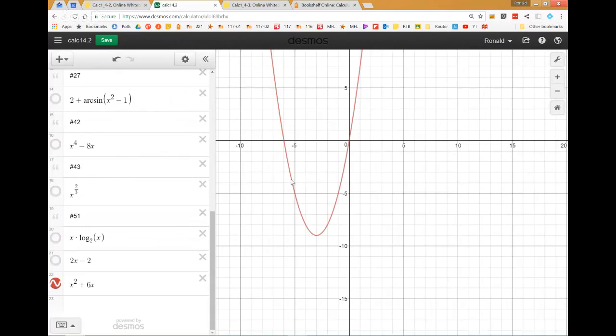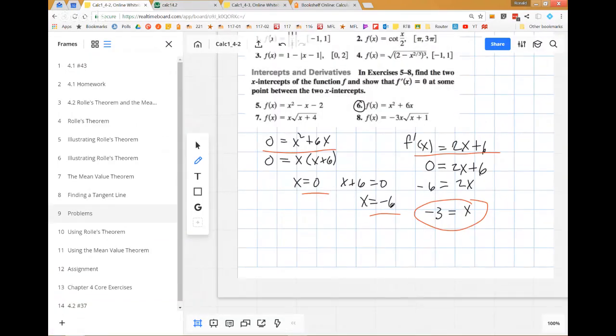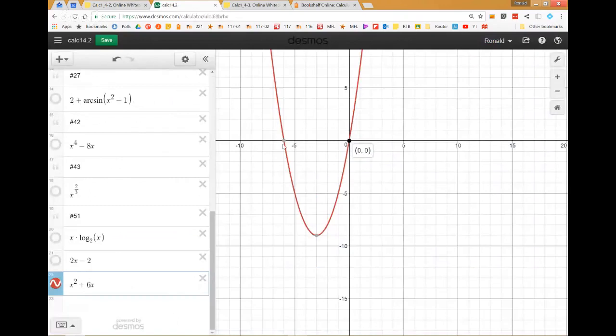All right. What did we find as our 2 intercepts? -6 and 0, right? 0 and -6. All right. Now, what does Rolle's theorem say? It says somewhere between those 2, there must be at least one place where the derivative is 0. And you can all see that's down here. That tangent line would be at the bottom of that parabola, and that's what we found out right here. It's at -3.